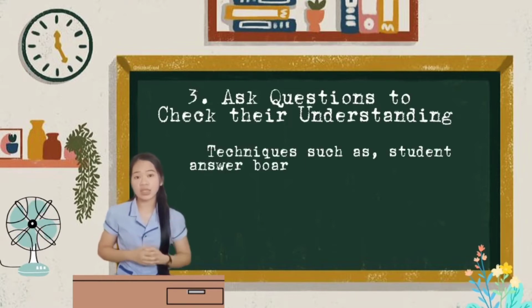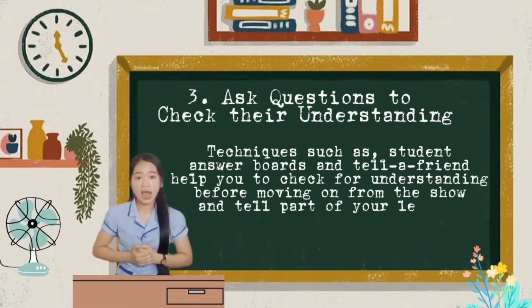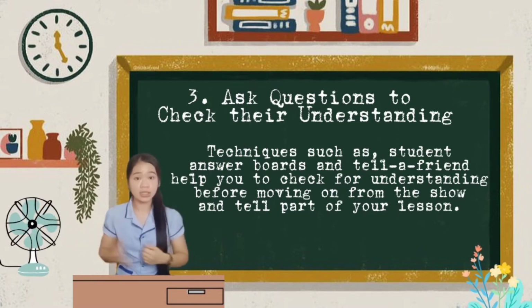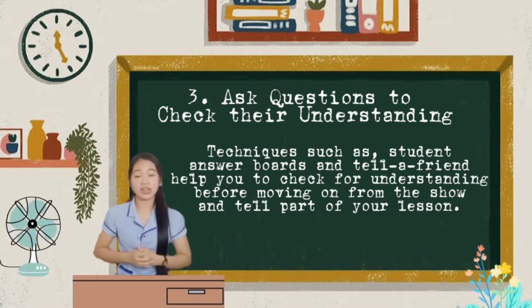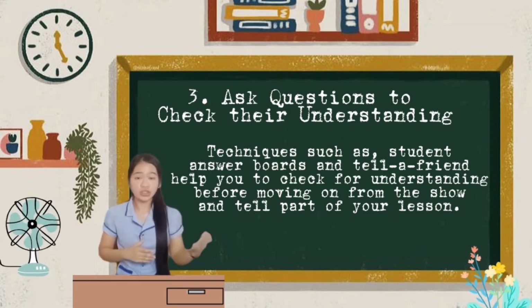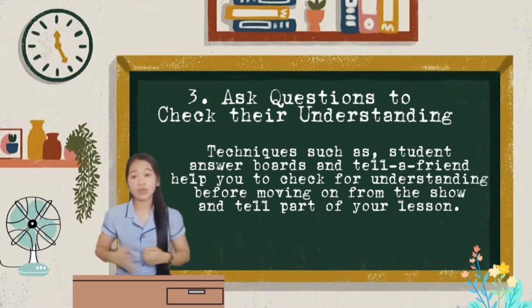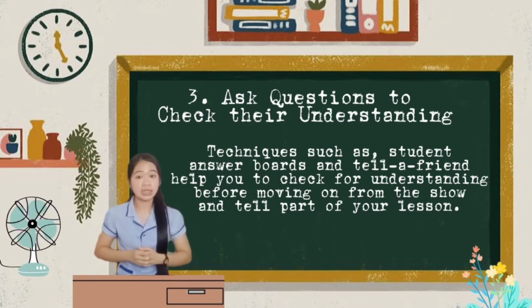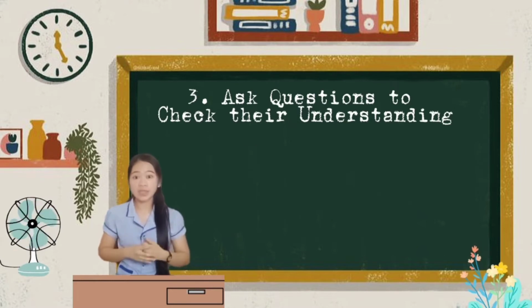Number 3, ask questions to check their understanding. Techniques such as student answer boards and tell a friend help you to check for understanding before moving on from the show and tell part of your lesson. While you can use other question techniques in different stages of your lesson, while you are teaching, you can ask your students to ensure they're still listening and still grasping the content.